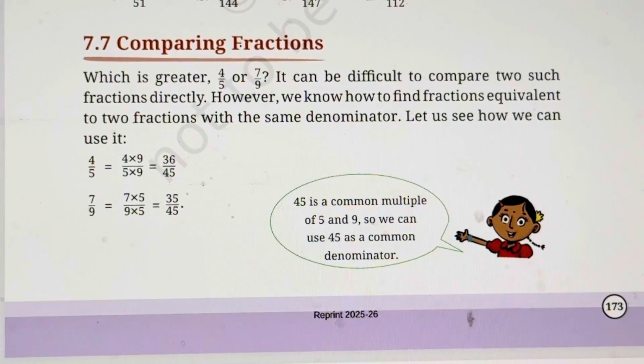In this video, we are going to continue with chapter number 7, Fractions of Grade 6 Mathematics of the new NCERT textbook Ganita Prakash. And we are going to learn how to compare fractions in this particular video.